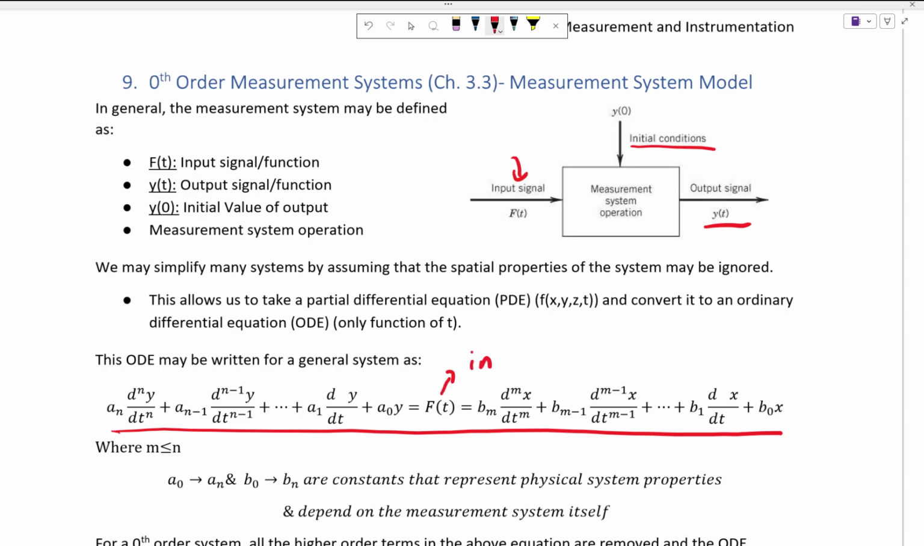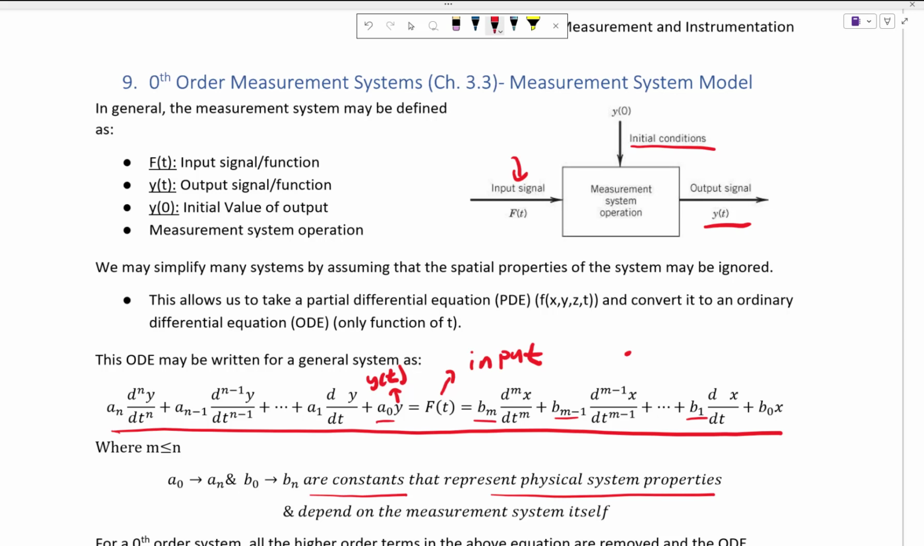f of t, and we have our output signal, y of t, here. All the other terms in this equation are constants that are known, and they typically represent physical properties. So we can determine all the A and B terms, and as long as we know the input, we can simulate what the output of our measurement system should be.